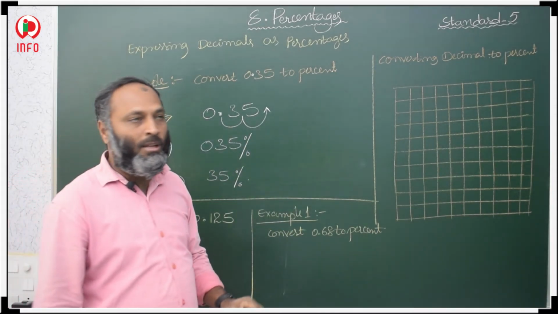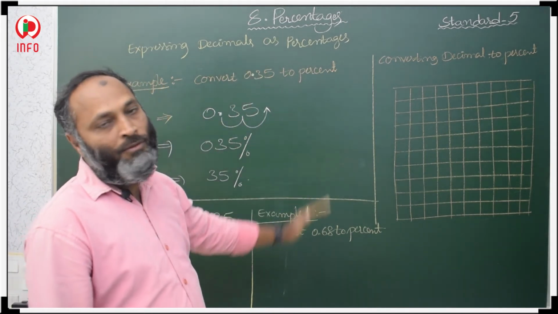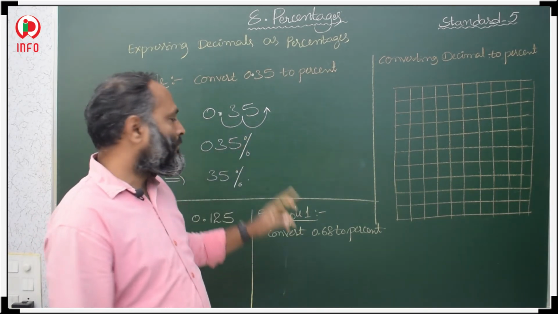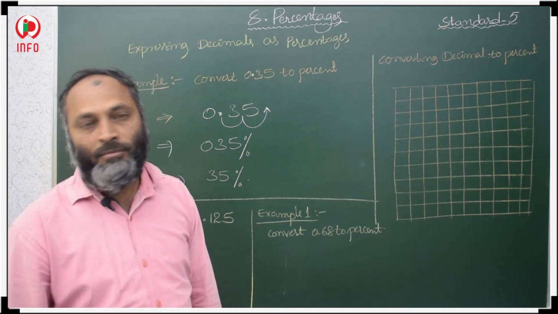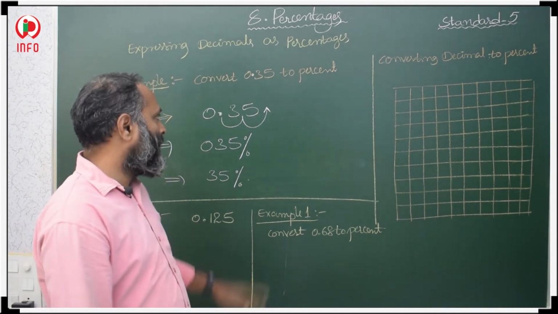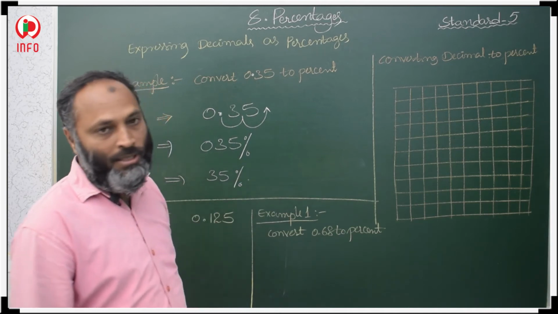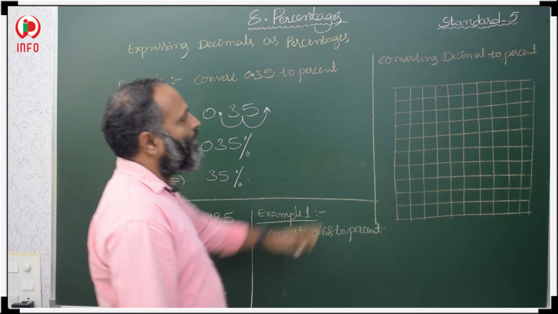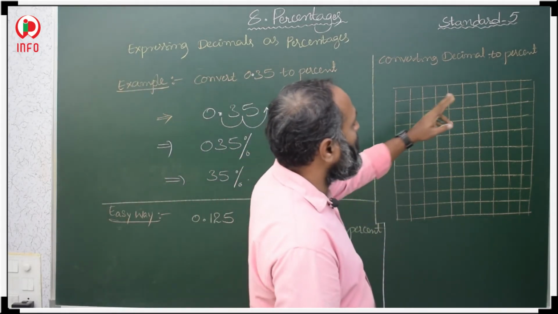It is very simple. We just move our decimal point 2 places from left to right. After 5 there is no number, nothing is there, so no need to keep the decimal. Then keep the percentage symbol. The decimal 0.35 means 35%. Now here, converting a decimal to a percentage.